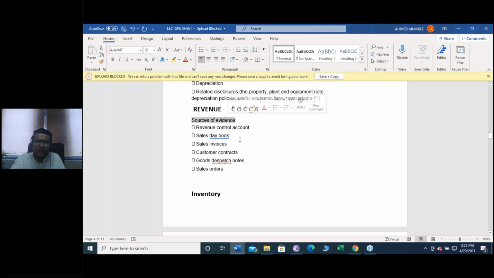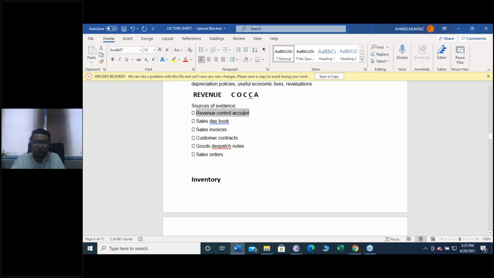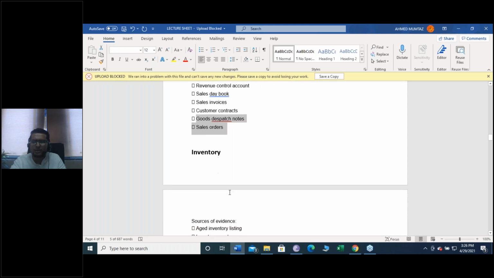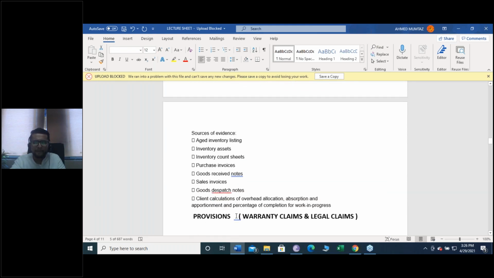Now, what sources of evidence do you need to be familiar with? Revenue control account. Somebody also mentioned to me a few moments ago, can we reconcile the control account balances with the revenue? Yes, control accounts. The sales day book, the sales invoice, customer contracts, goods dispatch notes, sales orders. Is this clear? Is this clear to everyone? I hope it is.